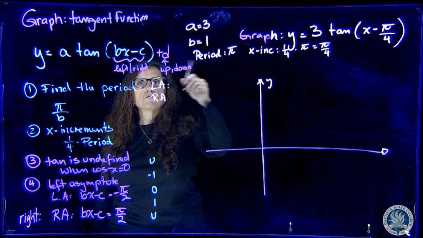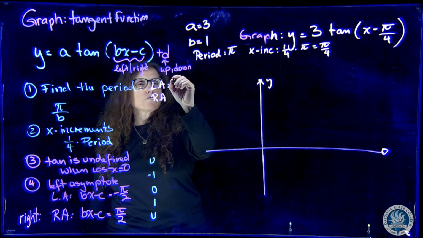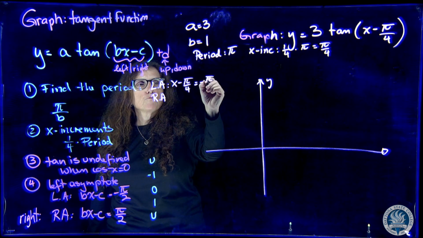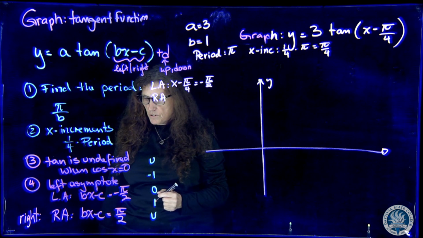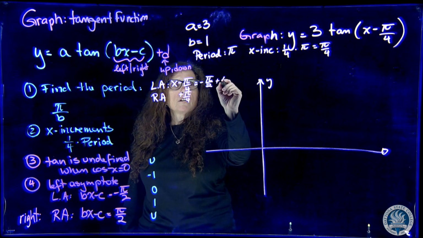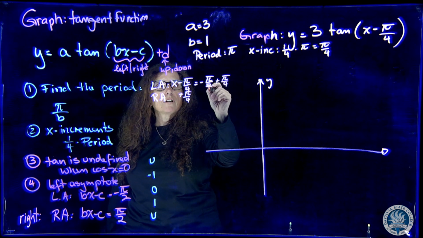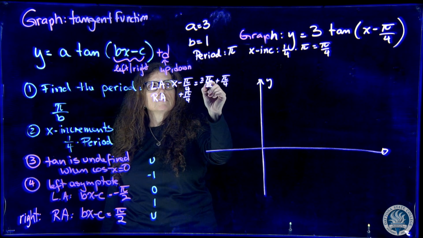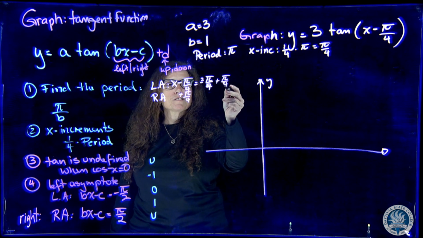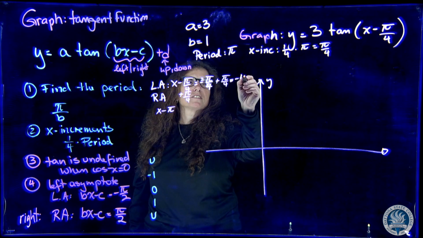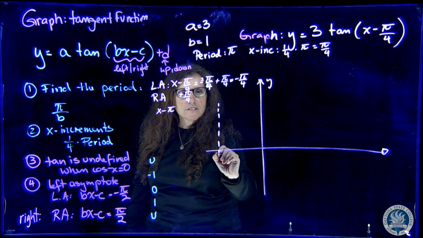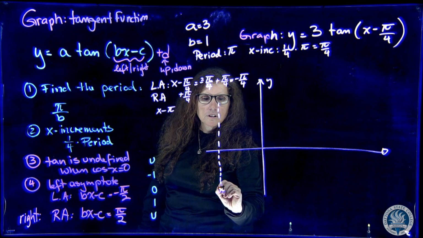The left asymptote, we set our phase shift, x minus pi over 4, equal to negative pi over 2. So now you add pi over 4 to both sides. Of course, you have to have the same denominator, so make this a 4. Negative 2 pi over 4 plus pi over 4 is negative pi over 4. That is our left asymptote. Here is negative pi over 4.